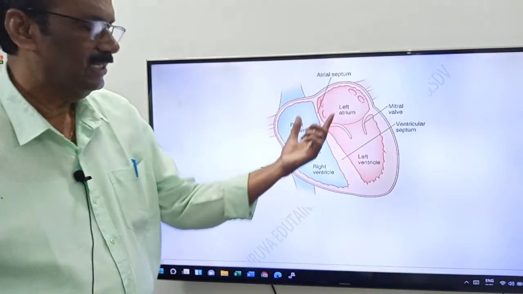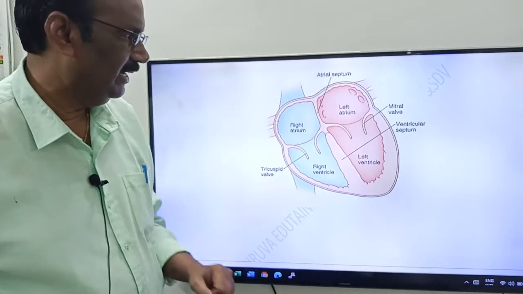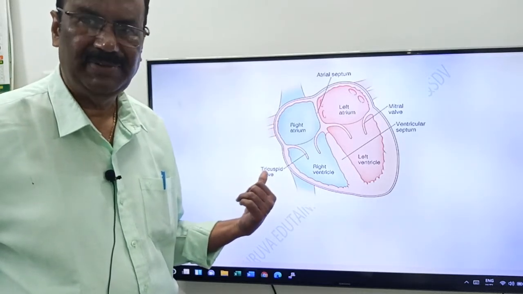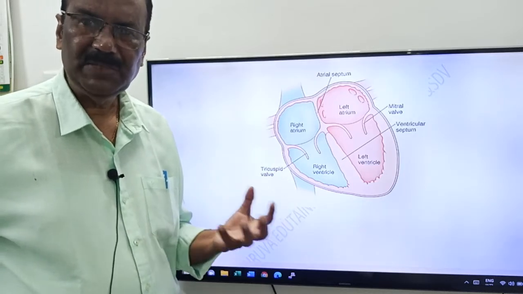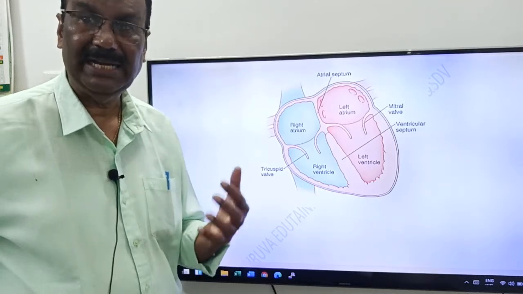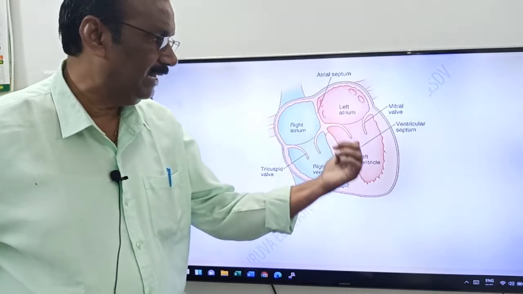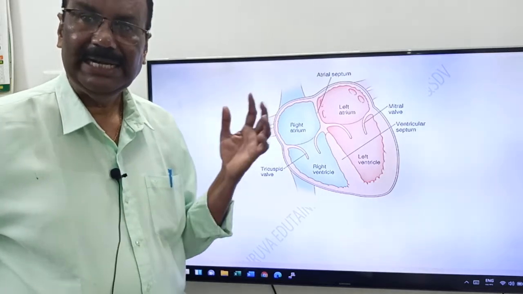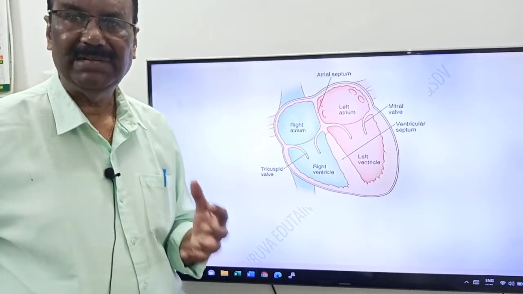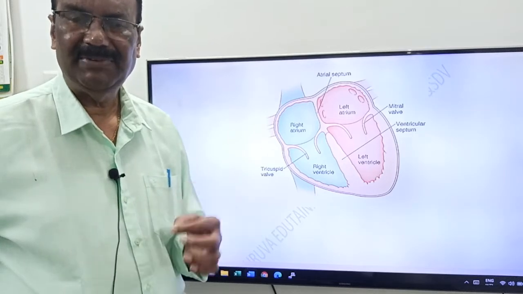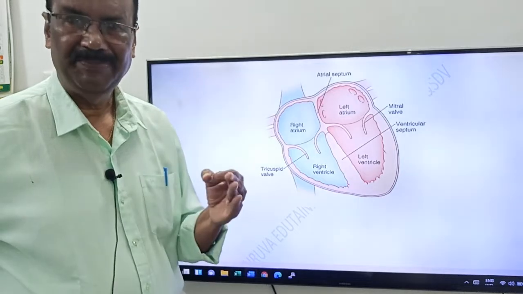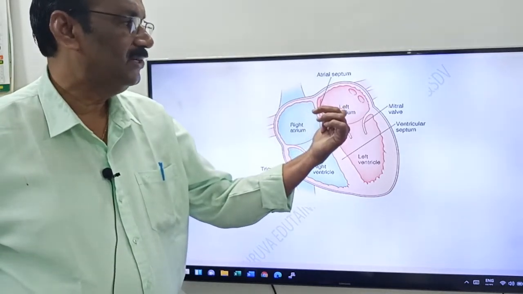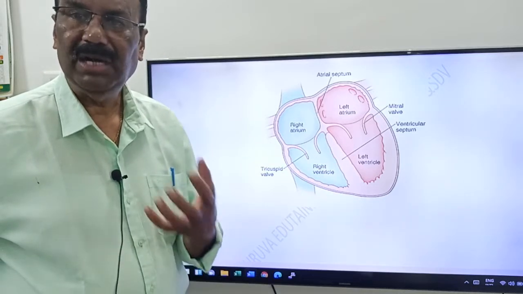Now see the image of the heart, friends. This is a 4-chambered heart. This is the right atrium, right ventricle, left atrium, left ventricle. Between the right atrium and right ventricle, there is a valve called the tricuspid valve. The valve present between the left atrium and left ventricle is called the bicuspid valve or mitral valve. At the aperture of the right atrium and right ventricle, tricuspid valve. At the aperture of the left atrium and left ventricle, we have the bicuspid valve or mitral valve.